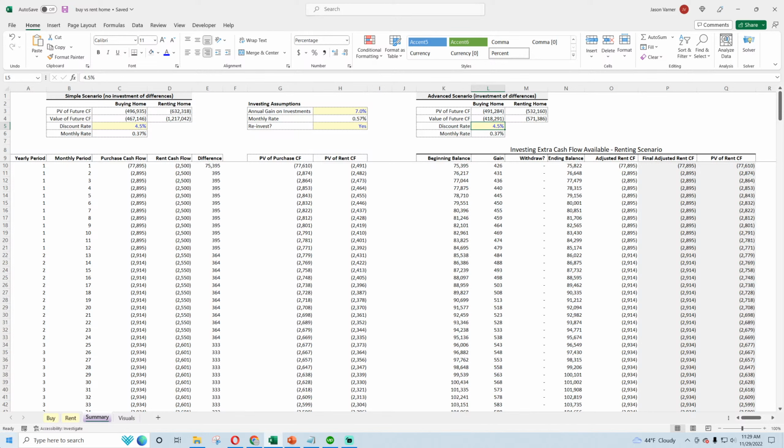Now, as you increase the discount rate, you can watch it's going to get better to rent. You still have to go up to, let's say, 10. It's almost there. If you discount it at 15%, the future present value is better to rent based on all these scenarios. So it's pretty extreme. We're assuming an annual gain of 7% on investments, compounded.